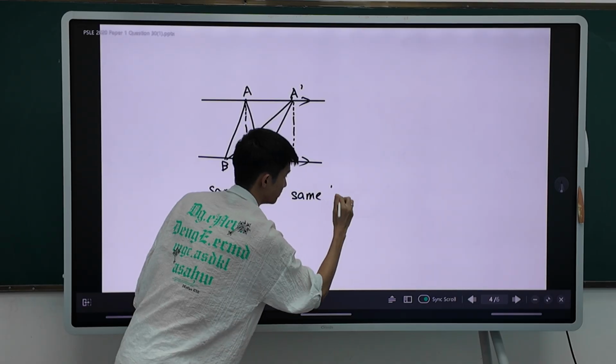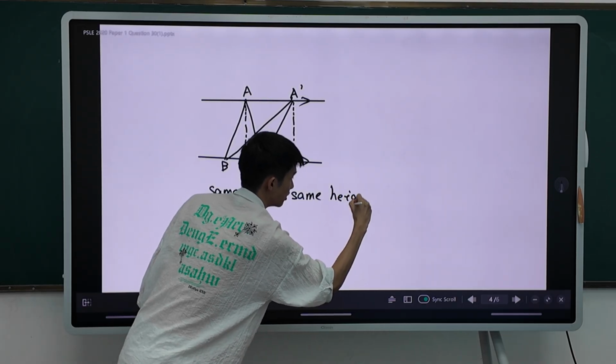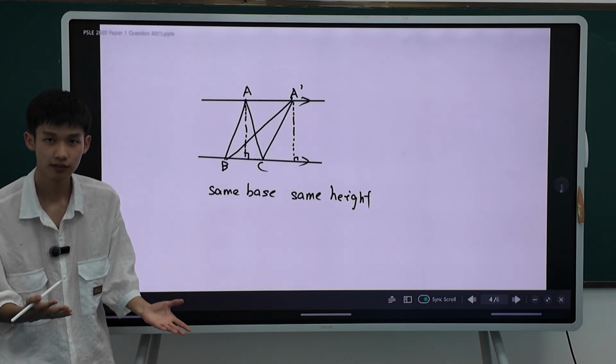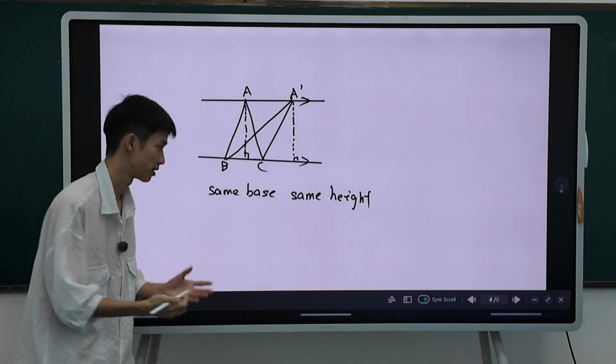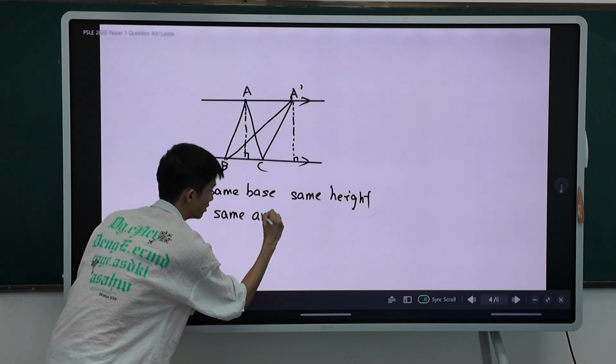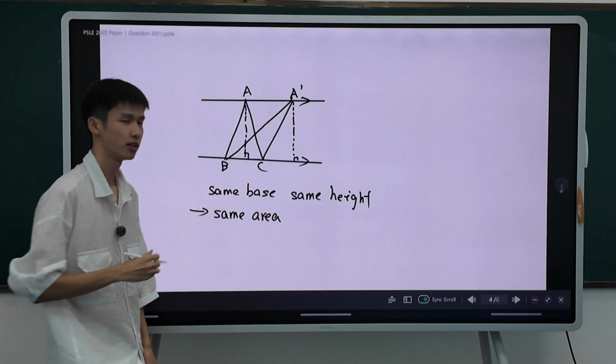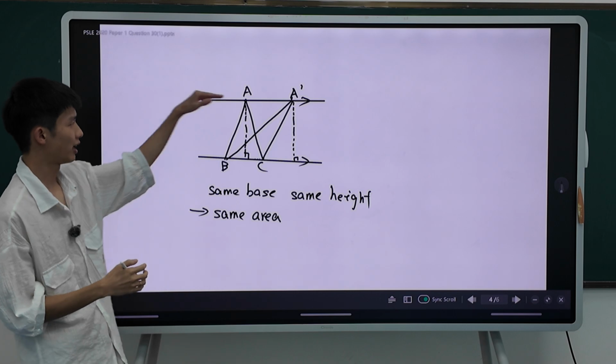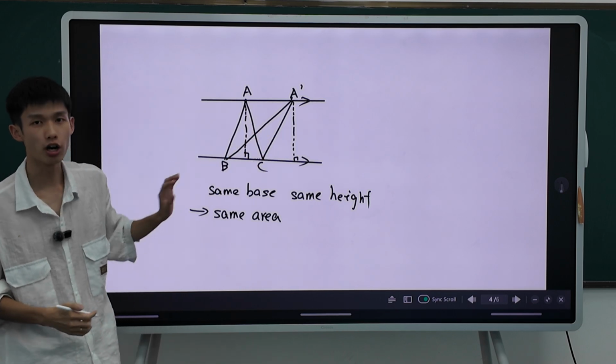Same base, same height. The area should be what? The area should also be the same. Same area. So that's what we can get. So in between these parallel lines, the two triangles' area is the same.